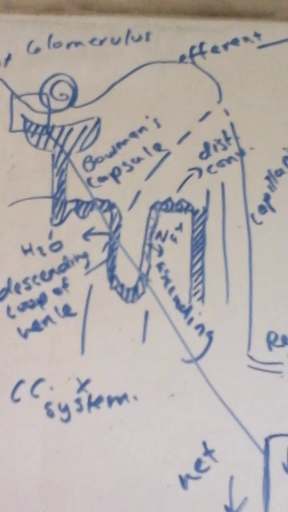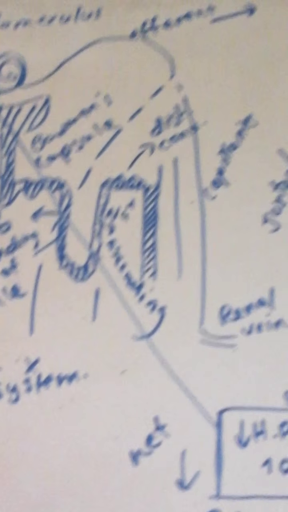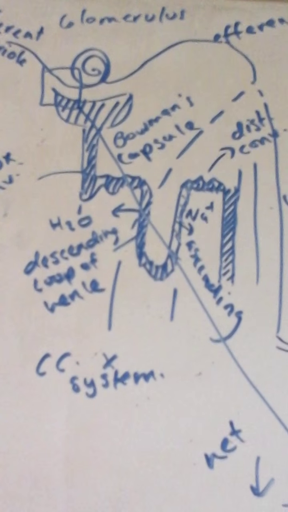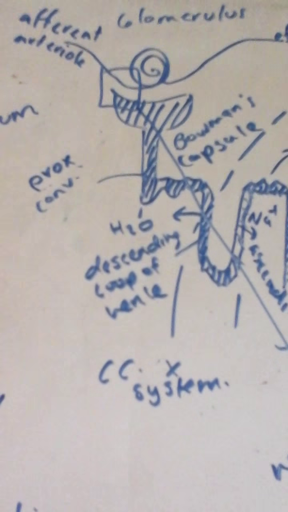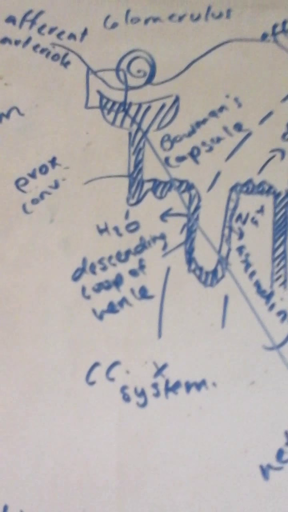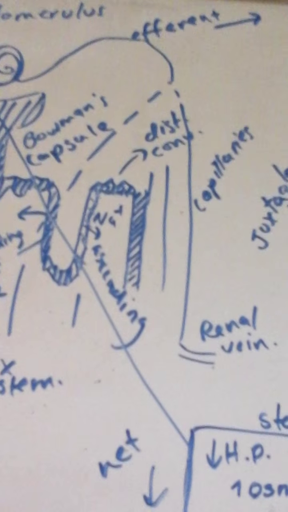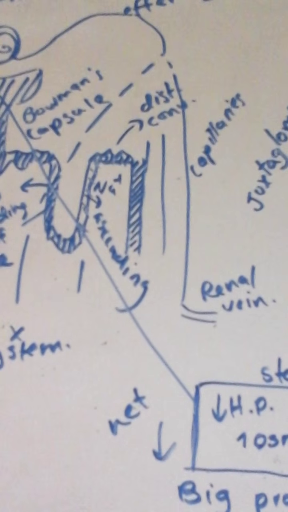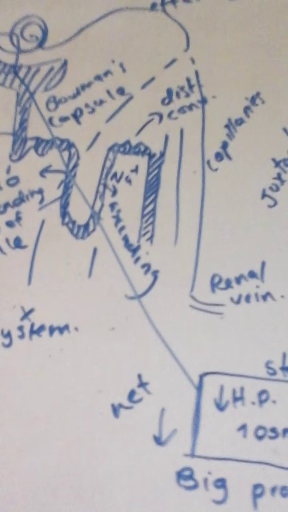Then we have the distal convoluted tubule. It's called distal because it's farther away from the Bowman's capsule. So the distal convoluted tubule is similar to the proximal convoluted tubule, but the proximal convoluted tubule reabsorbs the most, like around 65% of salts and the molecules. The distal convoluted tubule absorbs less. And finally, we have what is called the collecting duct. In here, we have water being reabsorbed.